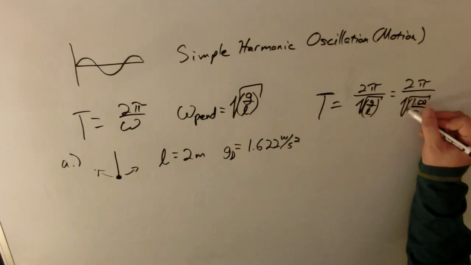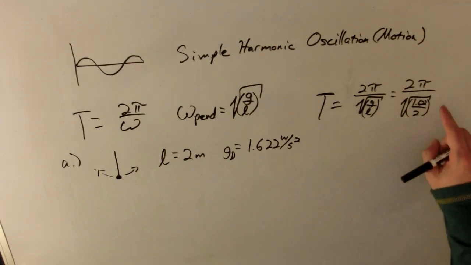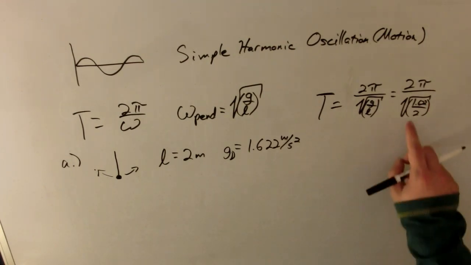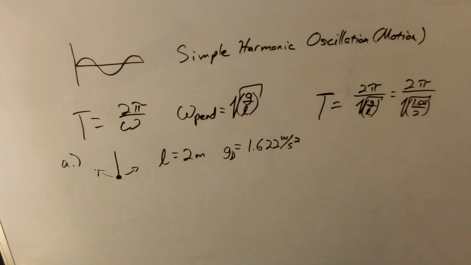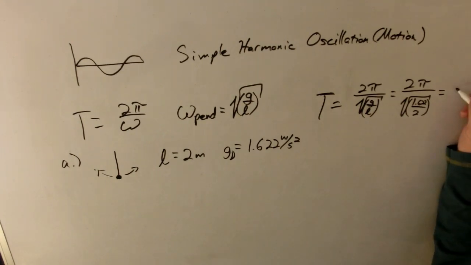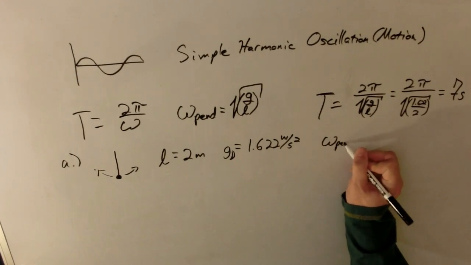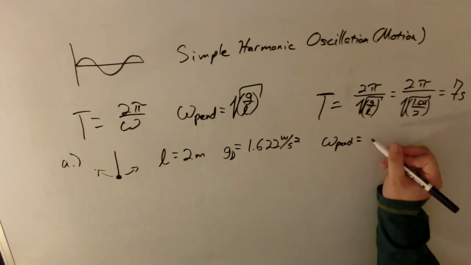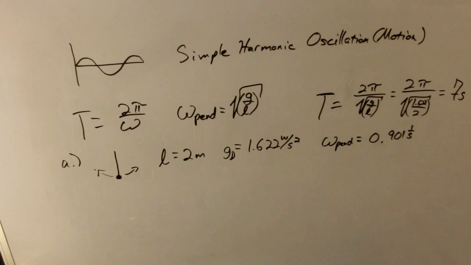I should be putting my units in there, but this is meter per second squared divided by meter, which leaves me 1 over seconds squared. I'm going to take the square root, which gives me 1 over seconds. It's in the denominator, so it'll be flipped up for our period, so we're going to find our answer in seconds. And when we evaluate this, we find that our total period is right at about 7 seconds. Omega, for the pendulum on the moon, in case you were interested, was equal to about 0.901 inverse seconds.